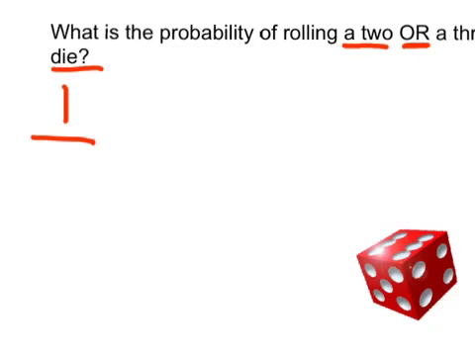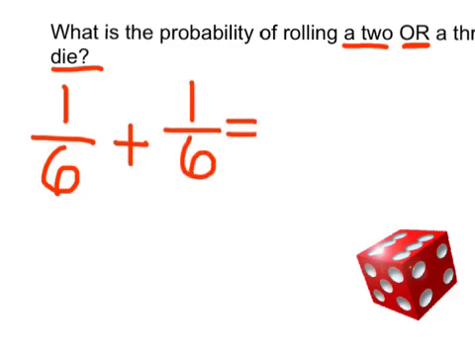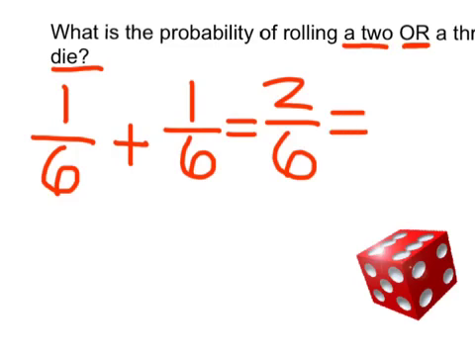How many different sides does the die have? 6. So we have 6 possible outcomes and only 1 will give us a 2. We're going to add that to how many ways we can get a 3. 1 over 6. That's right. When we add these together, we get 2 over 6. But we still need to reduce it. What does 2 over 6 reduce to? 1/3. And that will be our final answer.